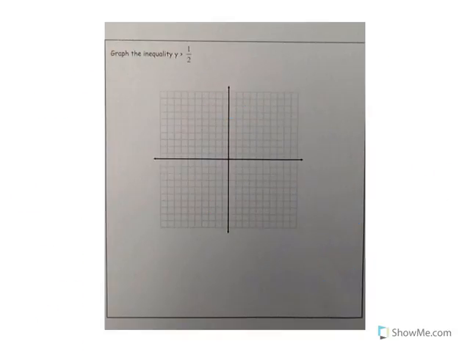Quickly here, y greater than 1/2. In that case, every point is 1/2, so it'll be like that. That's the line, y is equal to 1/2. And now I'm just going to test and see, well, what's 0, 0 again? Well, in this case, I just need the 0 for the y. 0 is greater than 1/2. Is that true? No, 0 is not greater than 1/2.